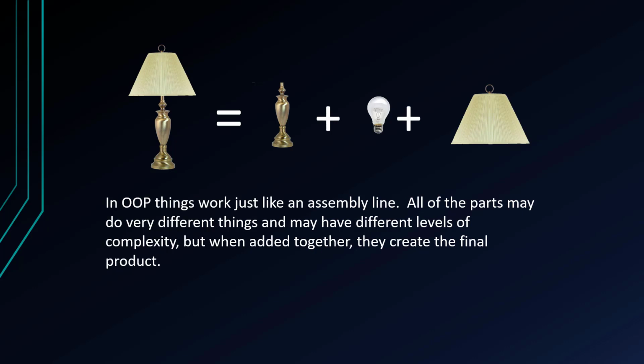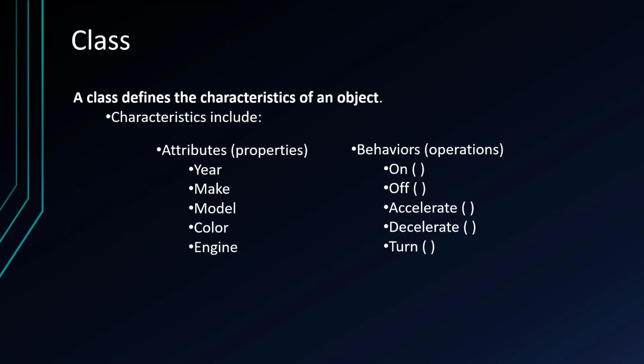assembly line. All of the parts may do very different things, and they may have different levels of complexity, but when we add them all together, they create the final product. So some of the concepts in object-oriented programming include the concept of class. And a class defines the characteristics of an object.